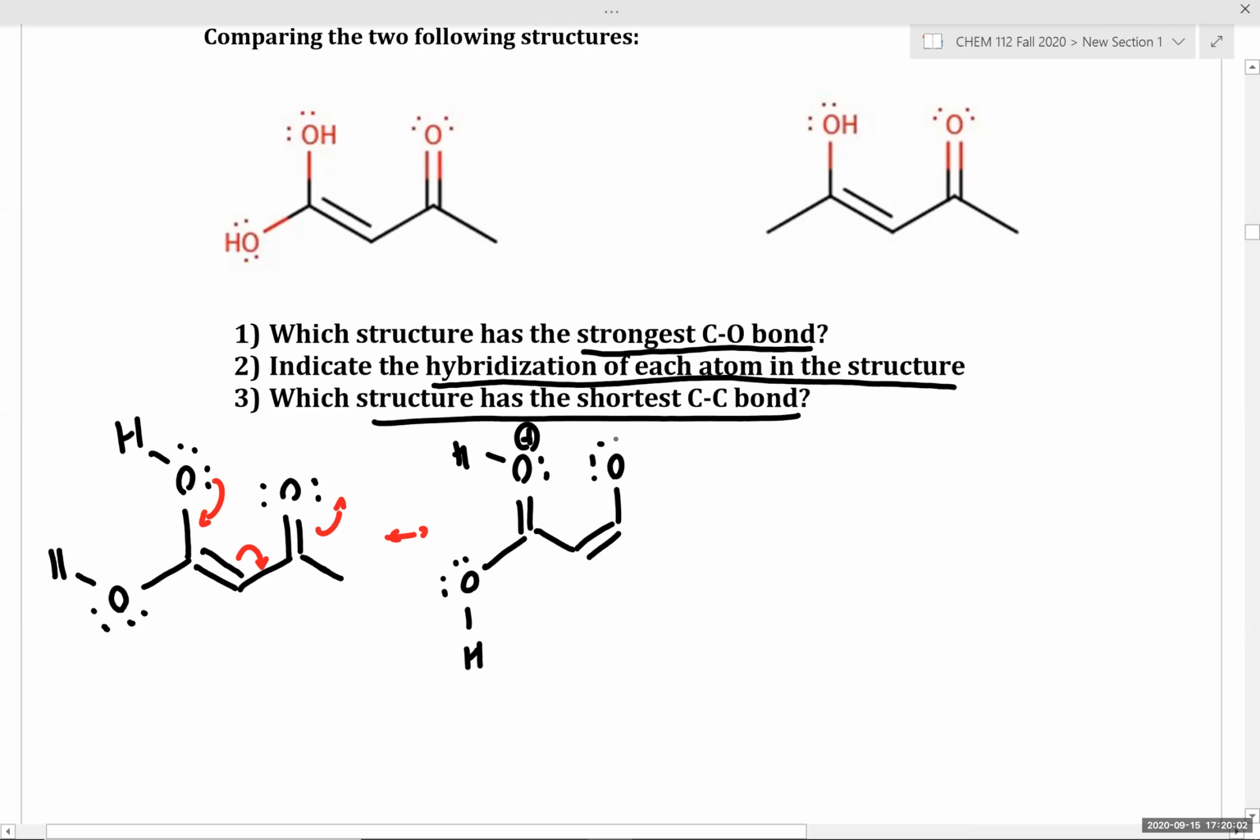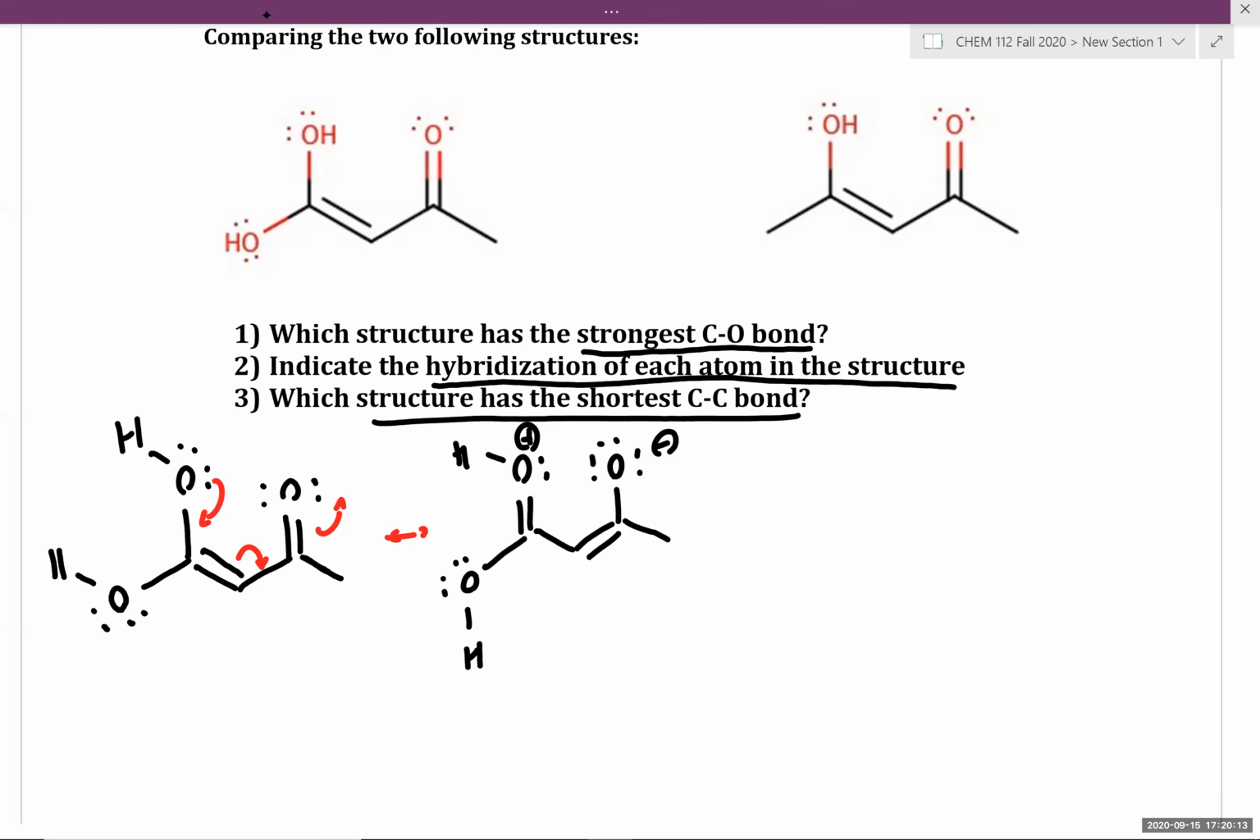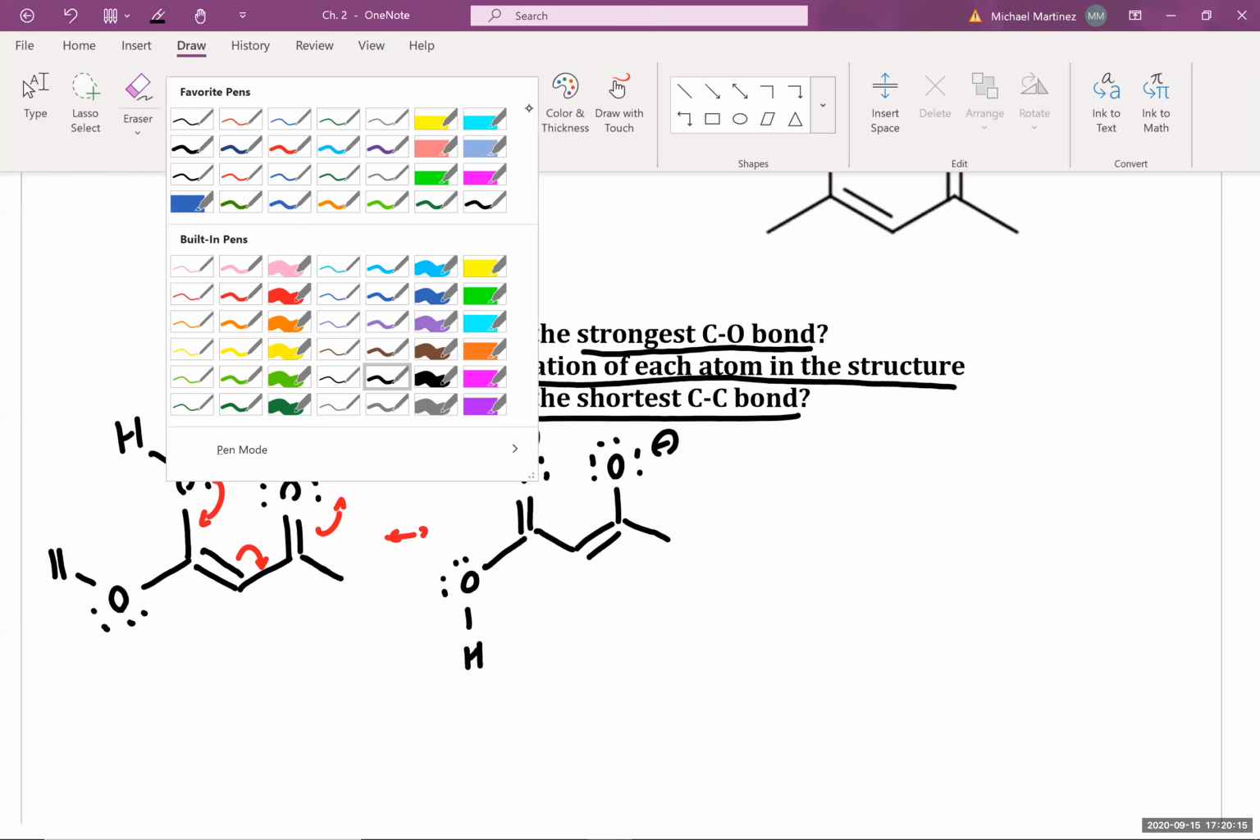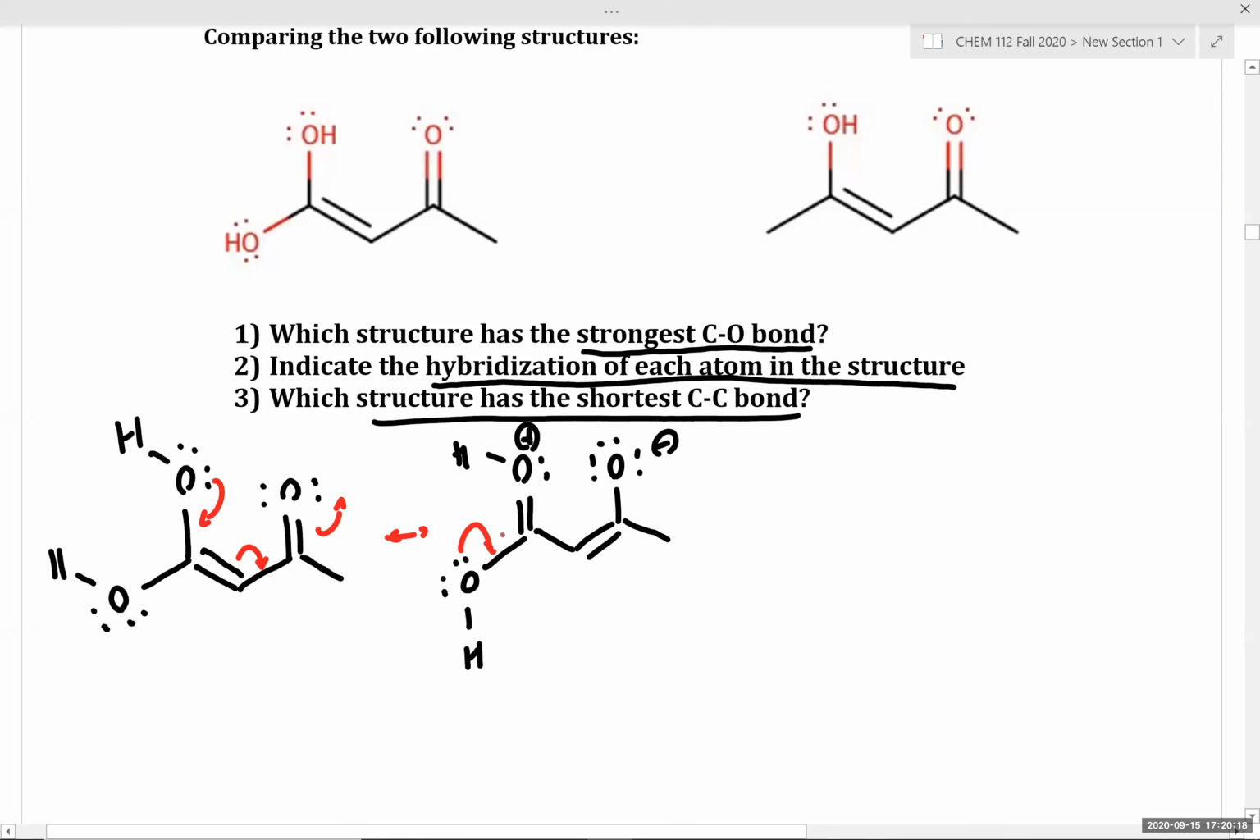Now, of course, this structure is a minor contributor, but nonetheless, it plays a pretty important role in terms of helping us understand how these resonance effects can begin to impact our bond length and bond strength. So we're just going through and we're drawing as many of our possible resonance structures as we can.